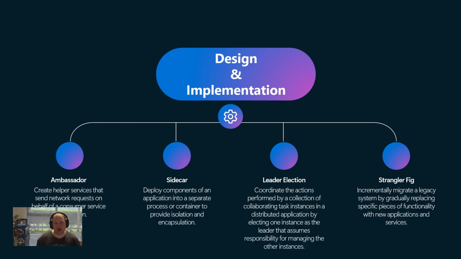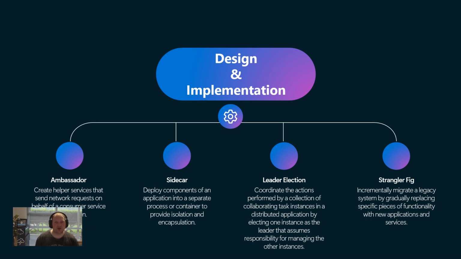So let's take a look at design and implementation patterns. In the design and implementation of modern applications, as we strive to build robust, scalable, and maintainable systems, understanding and leveraging these strategies is crucial. Let's explore four foundational patterns that I've illustrated here: ambassador, sidecar, leader election, and strangler fig.